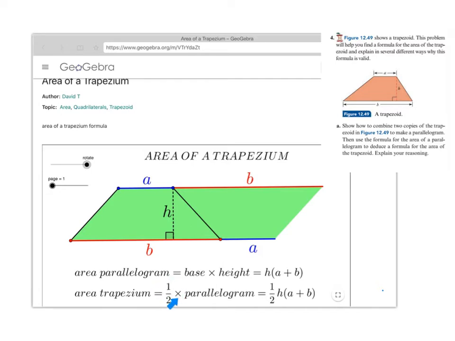The reason why there's a 1/2 in front is because the original figure was only half of this. So that's why it's 1/2 times the area of the parallelogram. Again, for this one, it's A plus B times H. And that's what you're seeing right here.